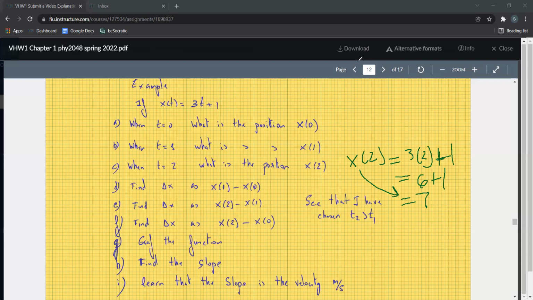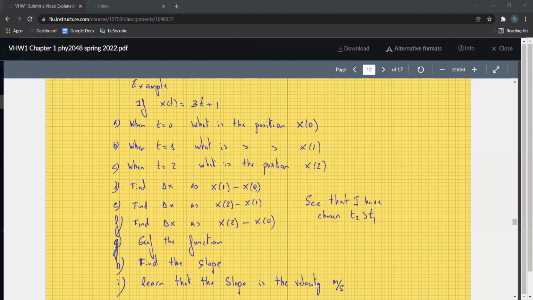Now that's all fine and dandy. Now, when it's asking for the change of x, it is asking for x of 1 minus x of 0. You can see that x of 1 is your final because it is bigger than x of 0. And remember, time always has to get bigger. So no matter what, you can't have x of 0 minus x of 1. That just doesn't work because time cannot move backwards and your position won't move backwards as a result.